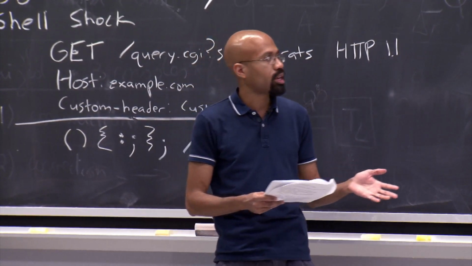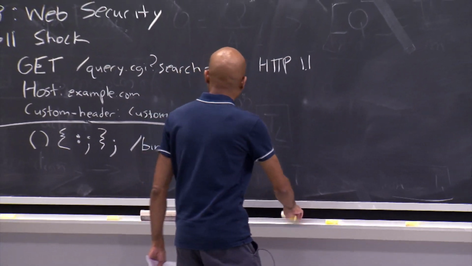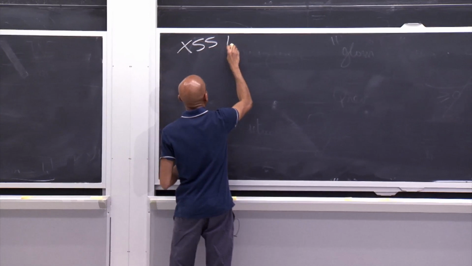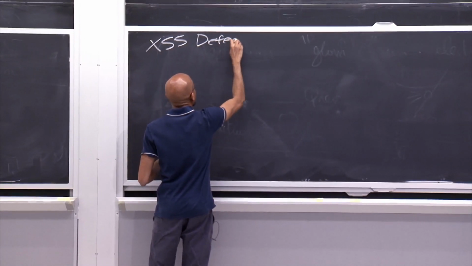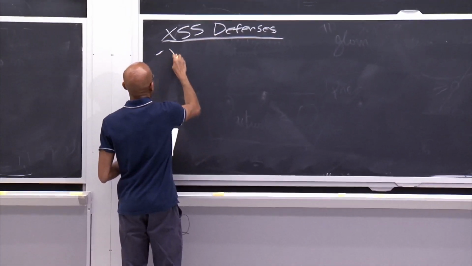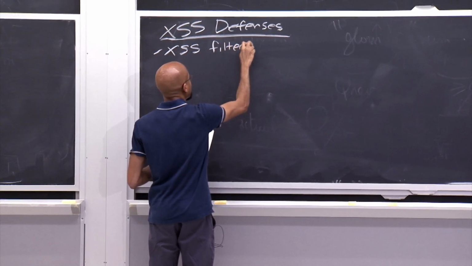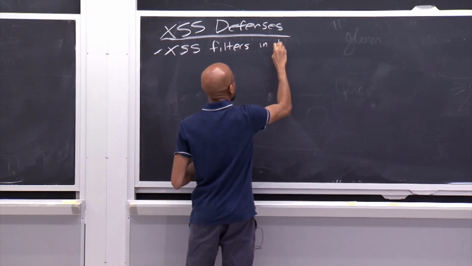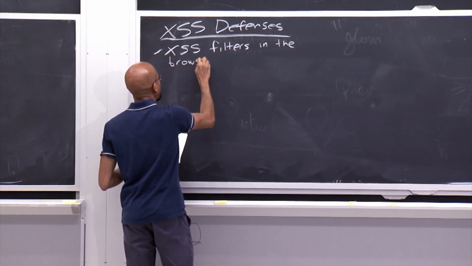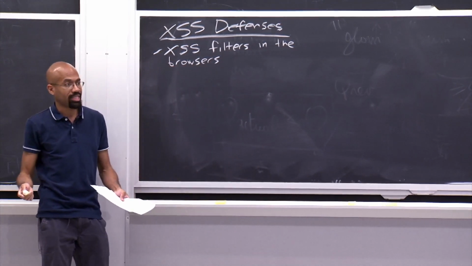So, what are some of the cross-site scripting defenses we can use? This kind of gets to your question, right? So we'll actually look at some of those now. So one type of defense is to basically have cross-site scripting filters in the browser itself, right? And these filters will essentially try to detect when there's a potential cross-site scripting attack, right?